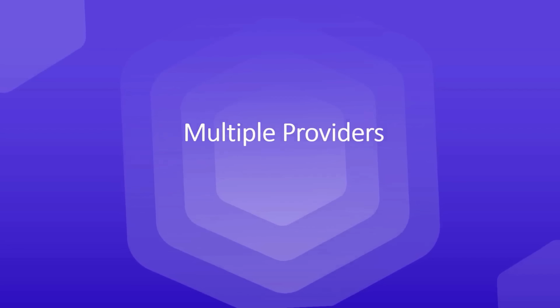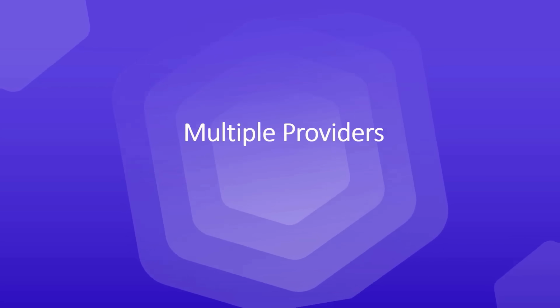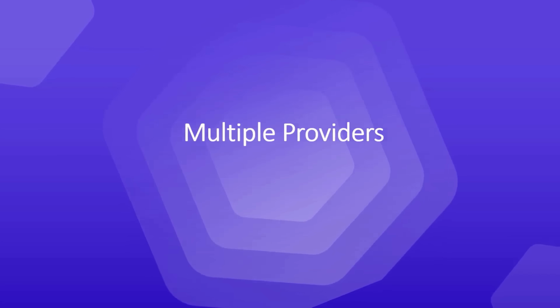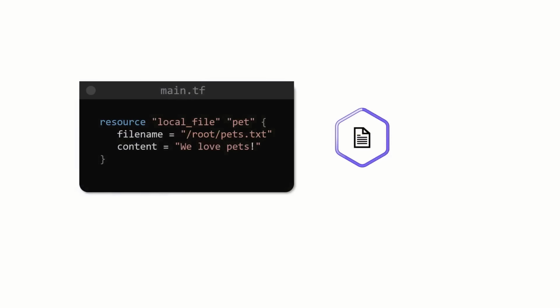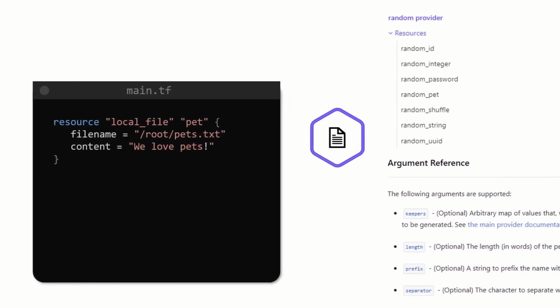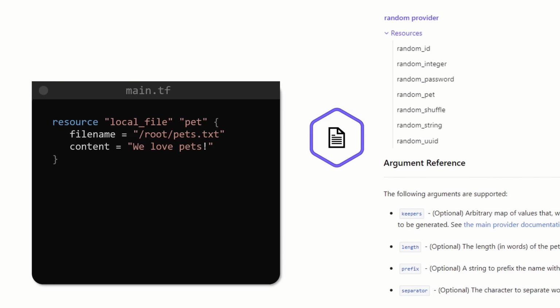In this lecture, we will see how to use multiple providers and resources in Terraform. Until now, we have been making use of a single provider called local to deploy a local file in the system. Terraform also supports the use of multiple providers within the same configuration. To illustrate this, let's make use of another provider called random.